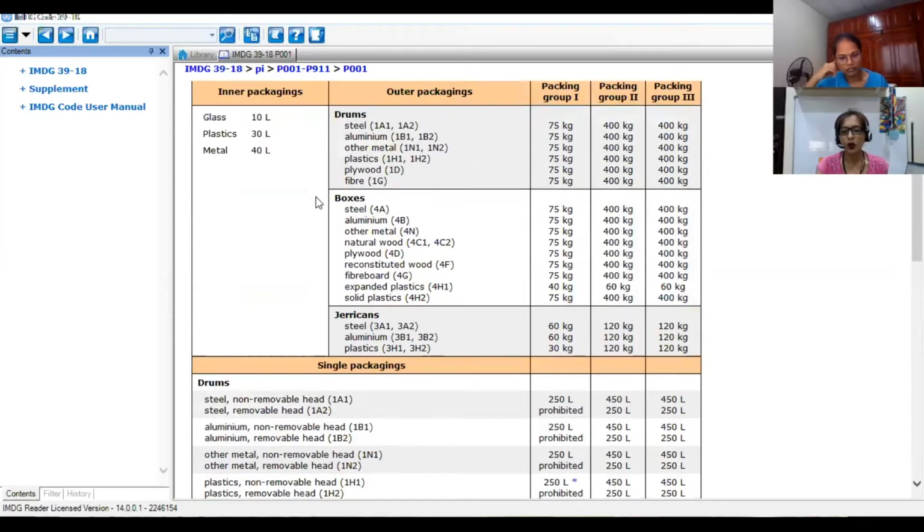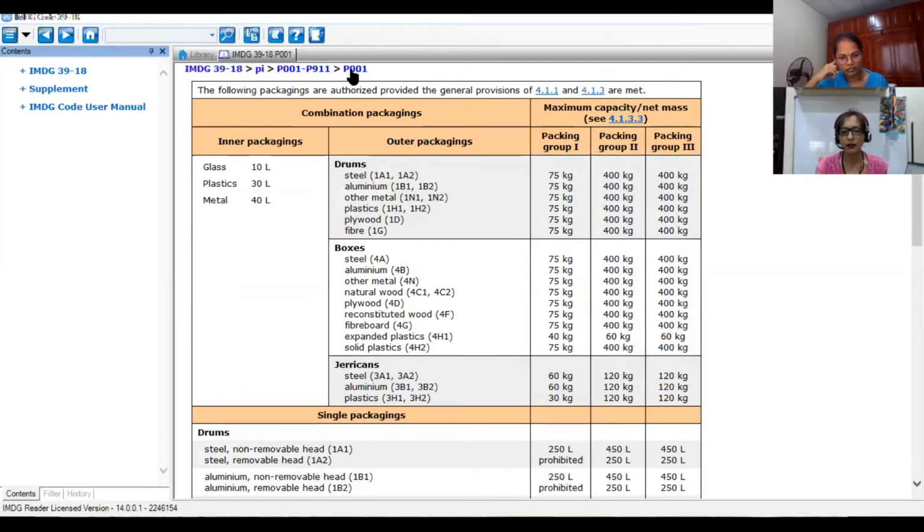Whereas when you come to combination packaging, you see P001 has got single and has combination packaging. What P001 is indicating here is the inner receptacle. You can make it out of any material, and depending on the material that the inner package is made out of, it has to contain a maximum of this amount.